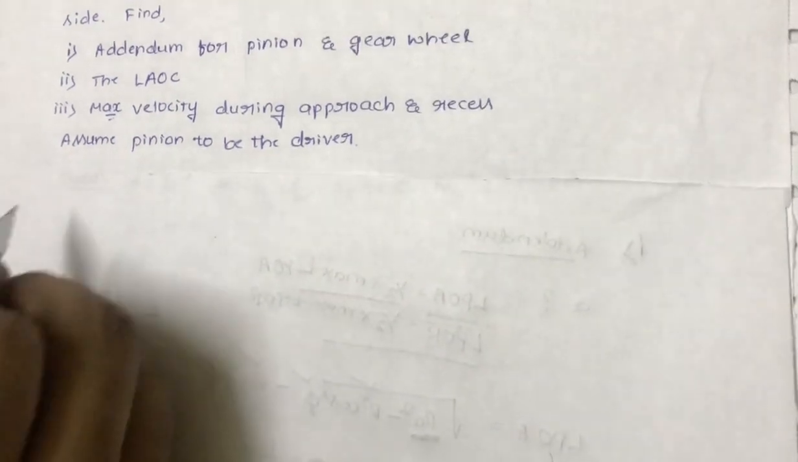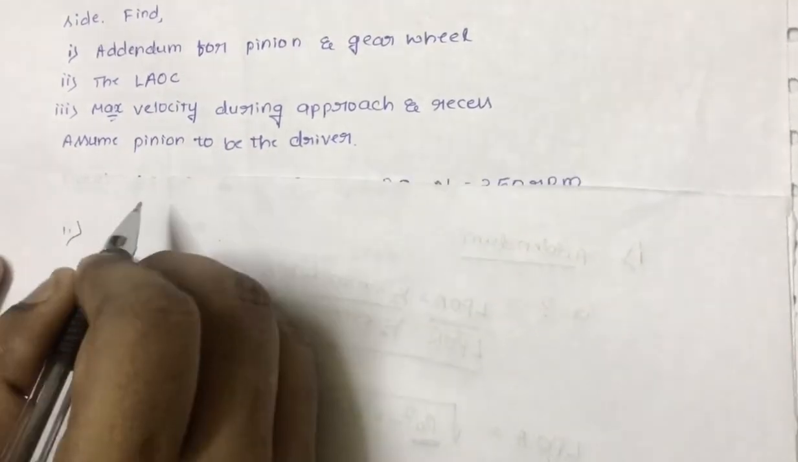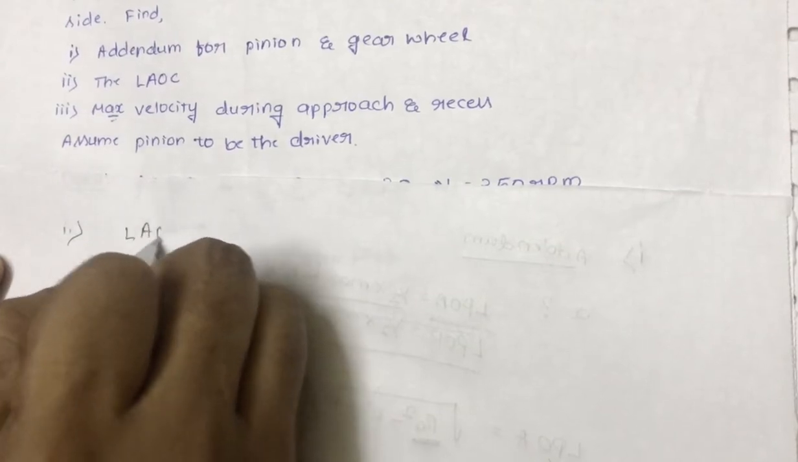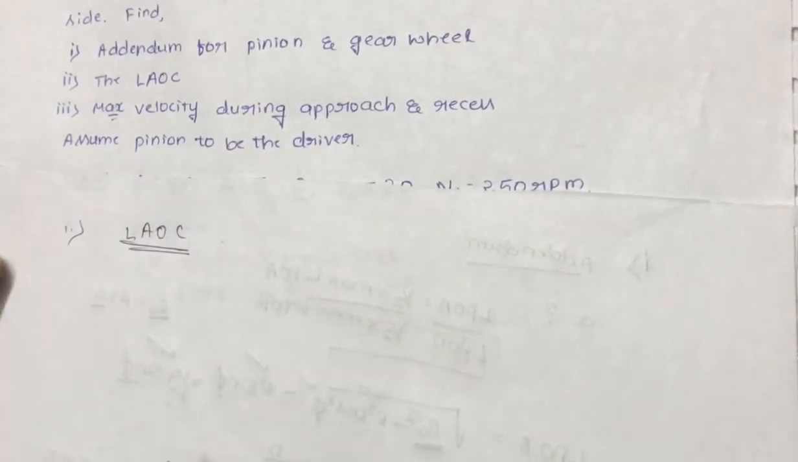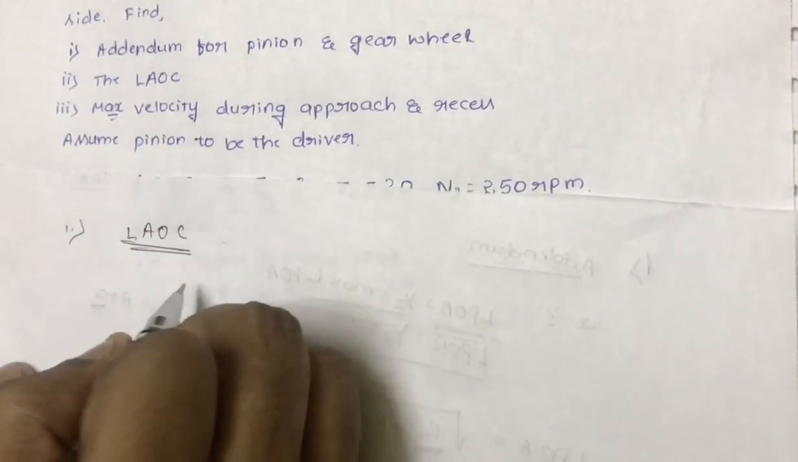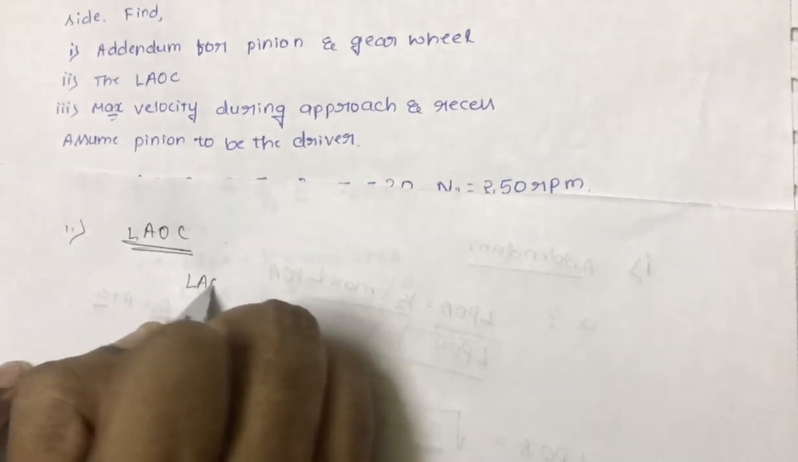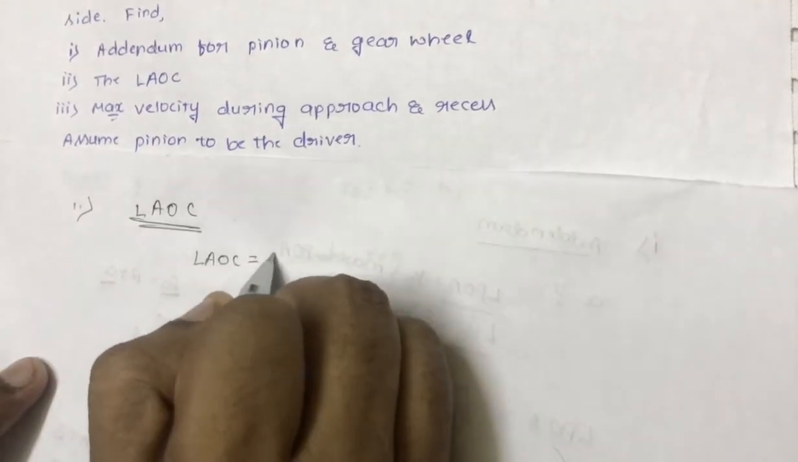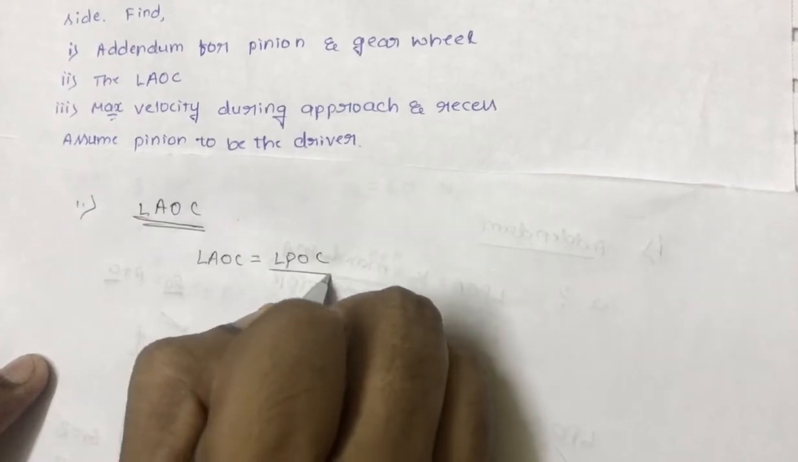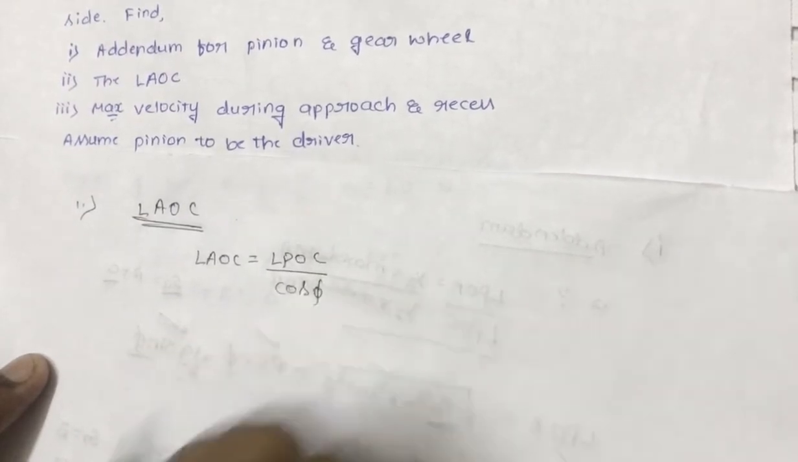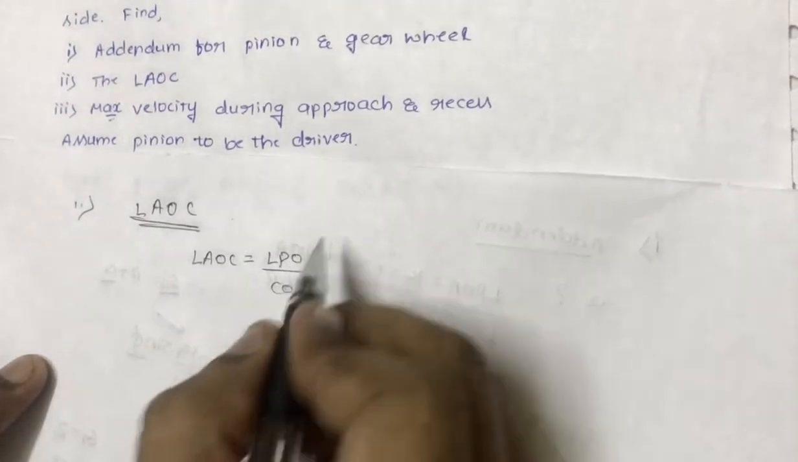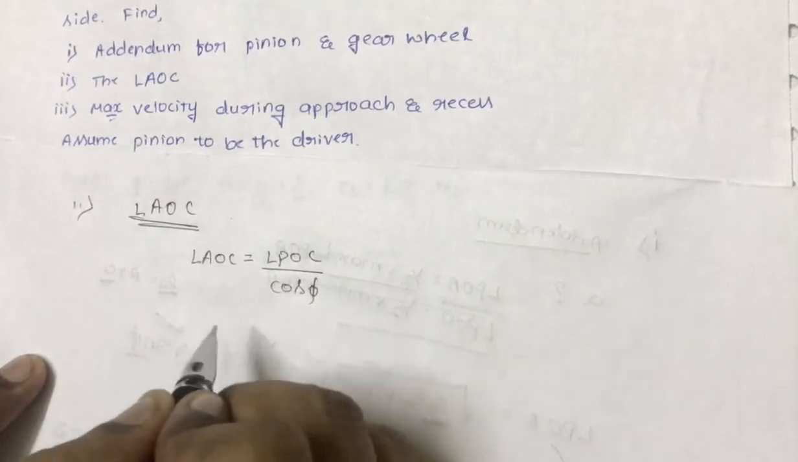And the second one, we need to find out LAOC, length of arc of contact. So to find out LAOC, we have the formula: LAOC is equal to LPOC divided by cos phi. If you know the value of LPOC, you can easily find out LAOC.